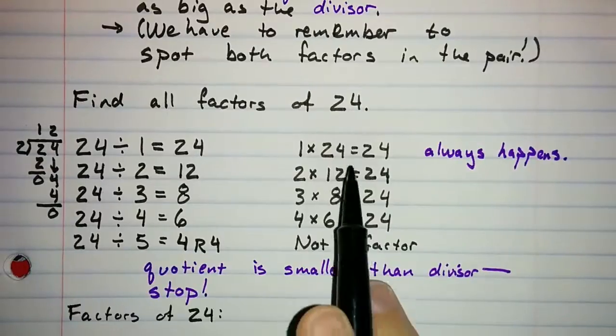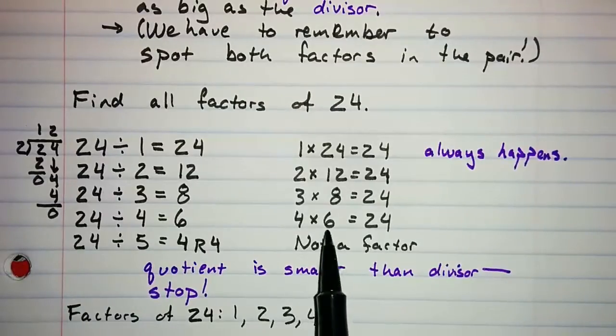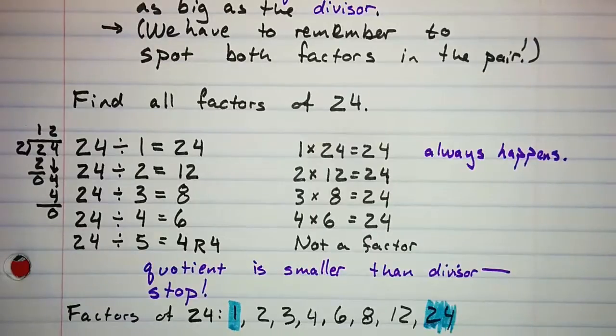I'll go down this column: 1, 2, 3, 4, and then up this column: 6, 8, 12, and 24. I have to be careful not to forget that 1 is a factor of 24, and 24 itself is a factor of 24. I'm going to give you one of these to try.